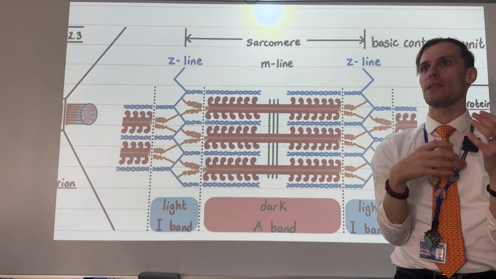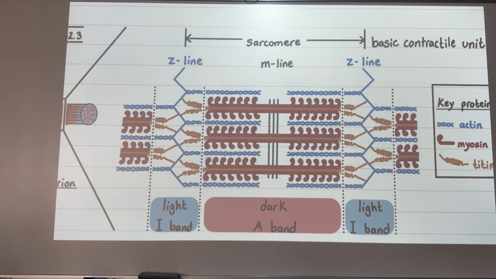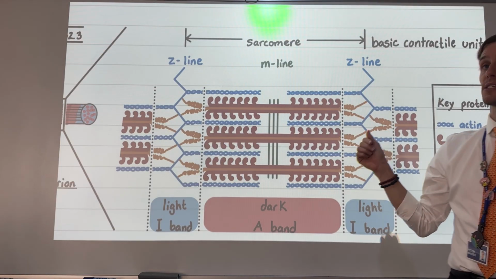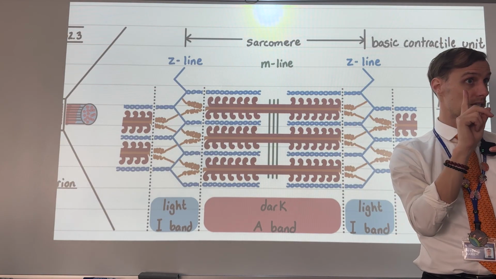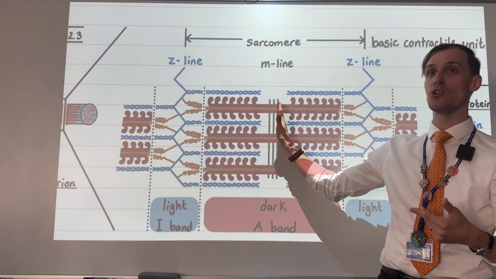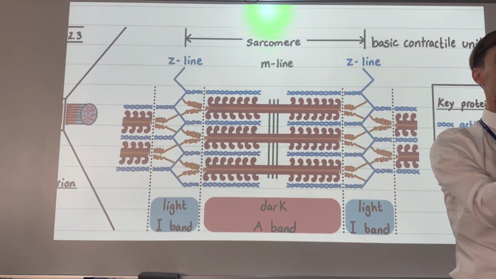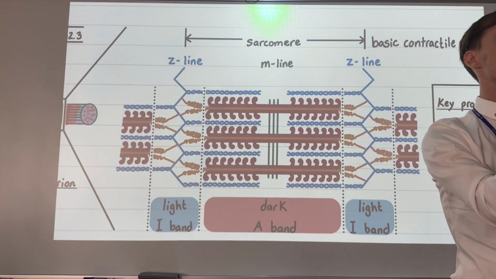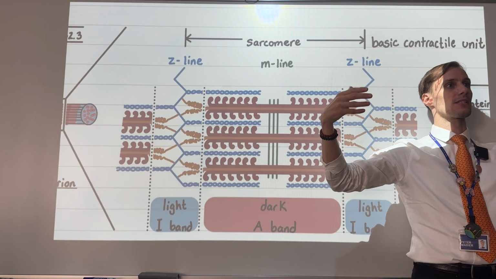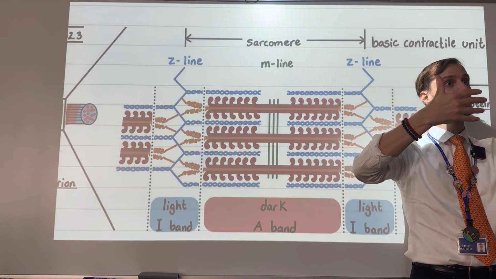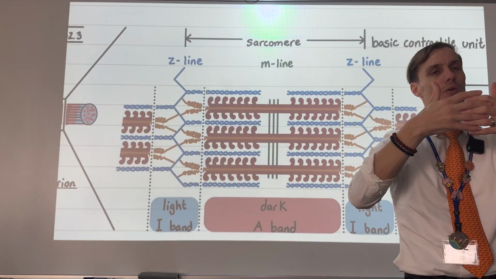When you're describing this motion, you don't want to say it's just moving the Z line. It's moving the Z line where? You can either say it's moving the Z lines closer to each other, that's fine. Or if you want to use the M line, that's the only reason I included it here, as an identification point. You can describe this motion as Z lines coming closer to the M line, or the middle line, really, is what's going on here.